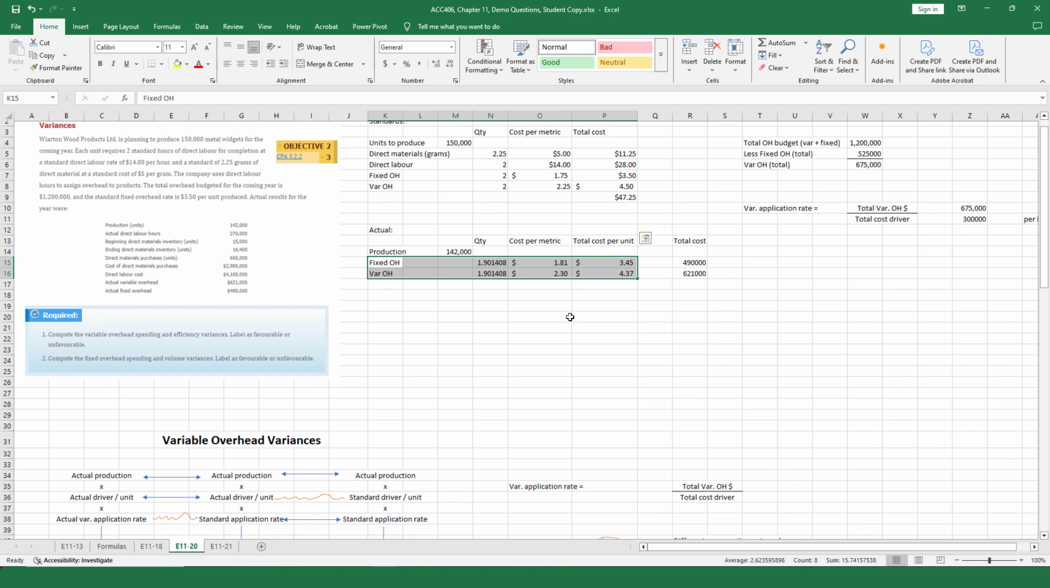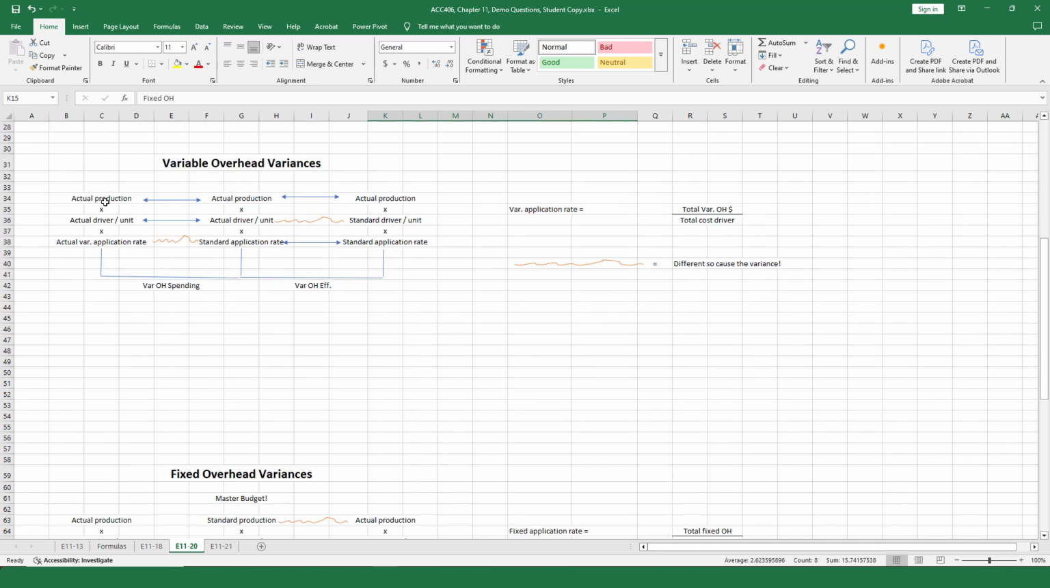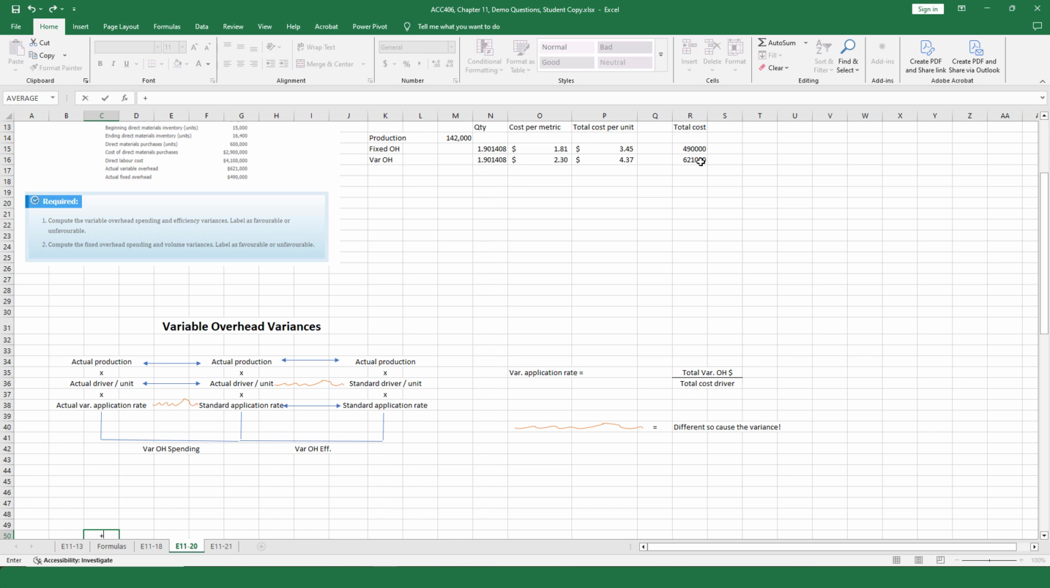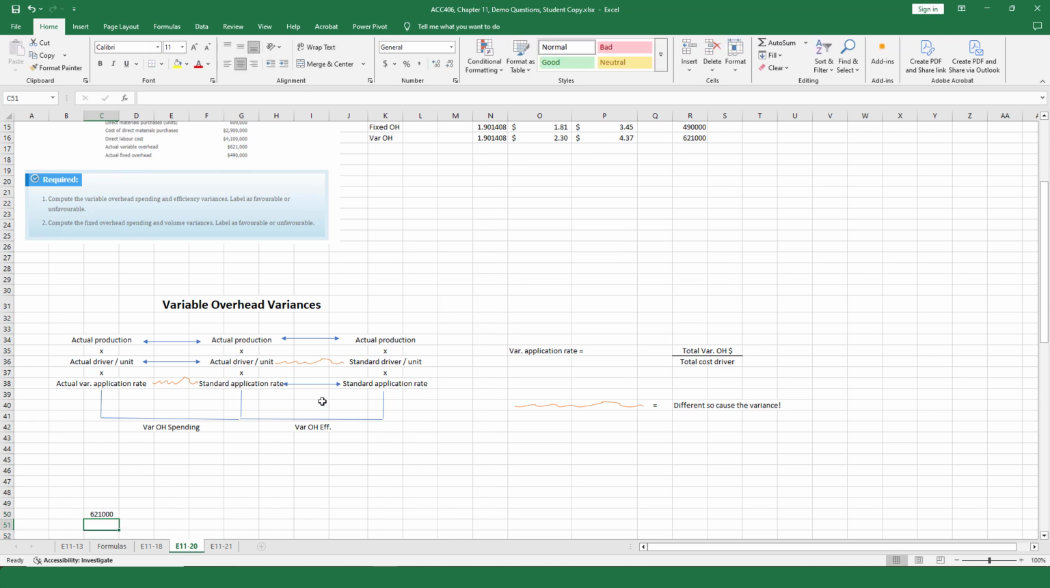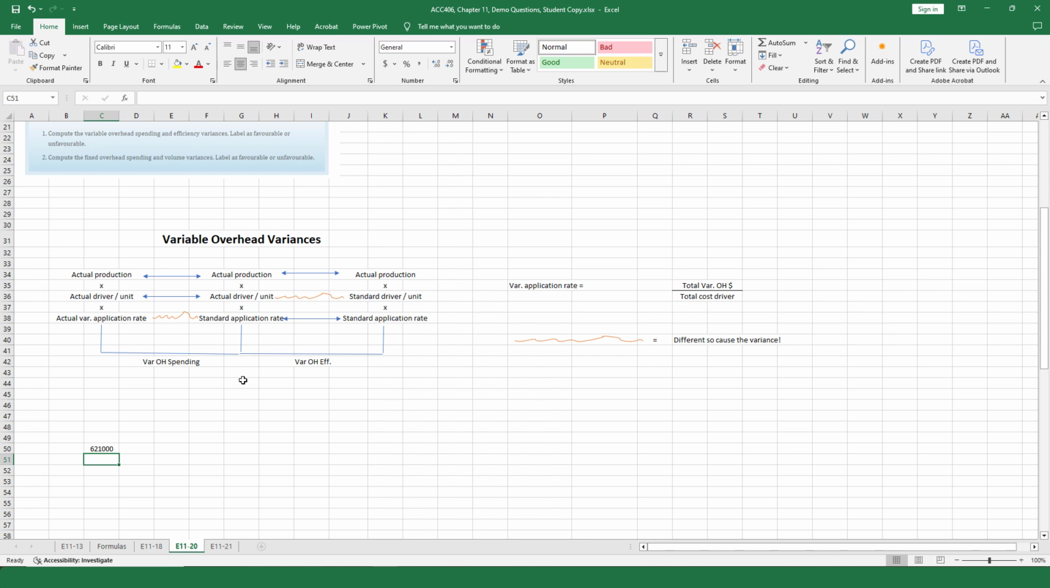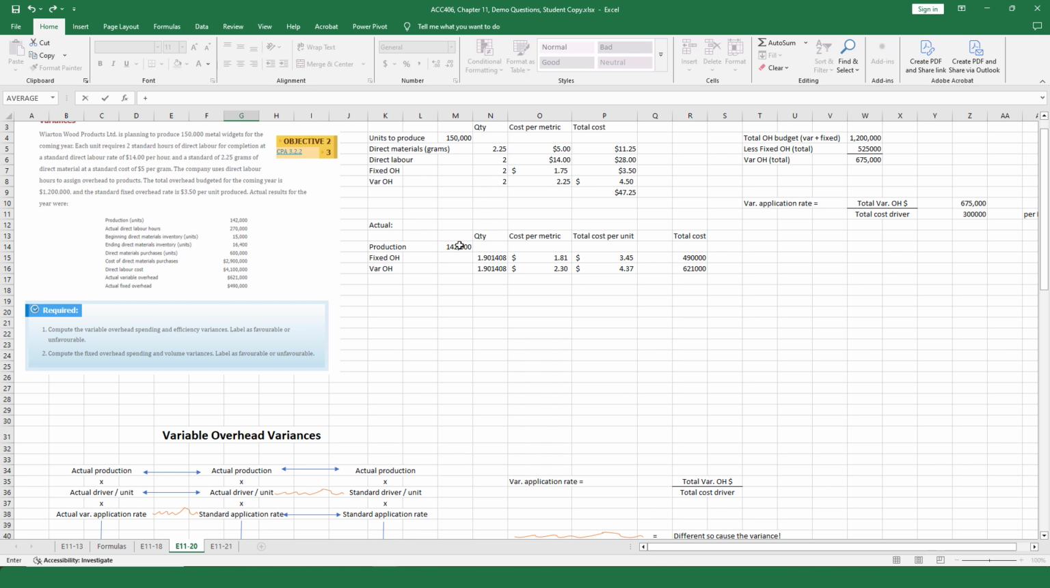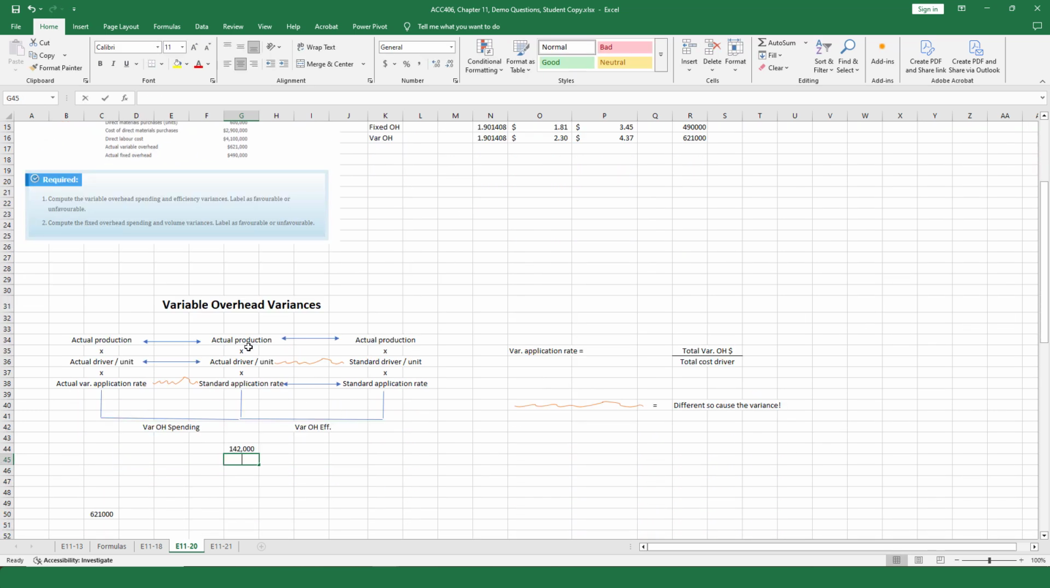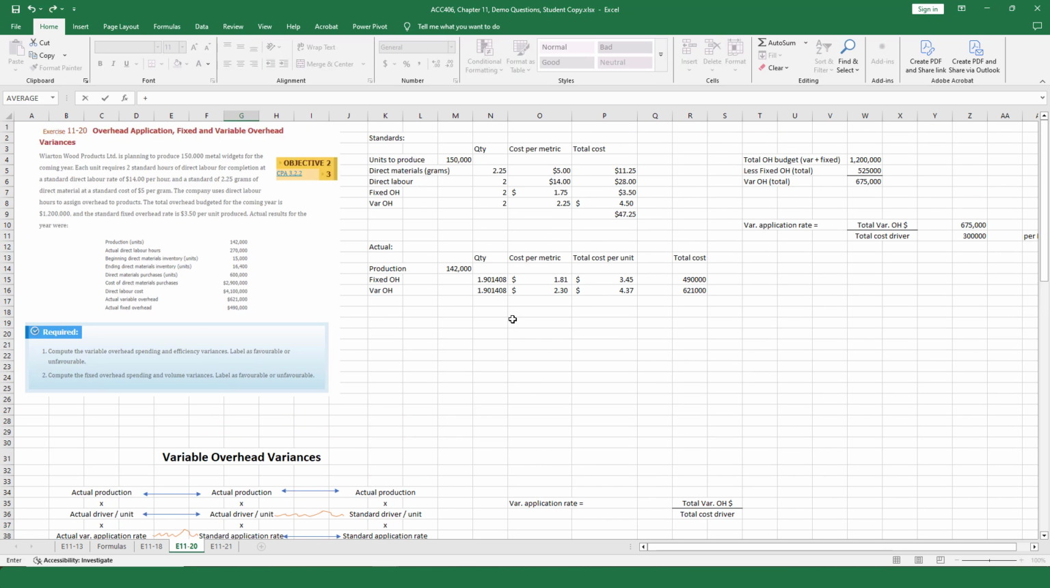We can do our calculations. Going down here, this is actual production, actual driver per unit, actual variable application rate. I don't have to calculate this. This is given to me as one number. So I'm going to simply take the $621,000 actual spend. Over here, I need actual production. We know what that is. Actual production is 142,000. We're going to multiply it by the actual driver per unit. It's right here, the quantity, 1.90.